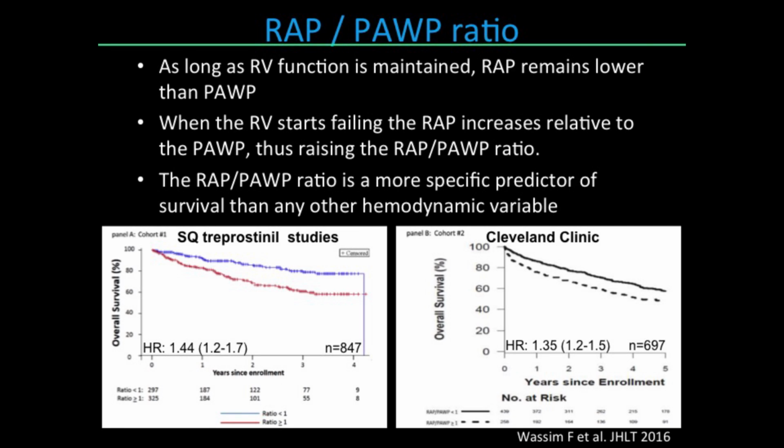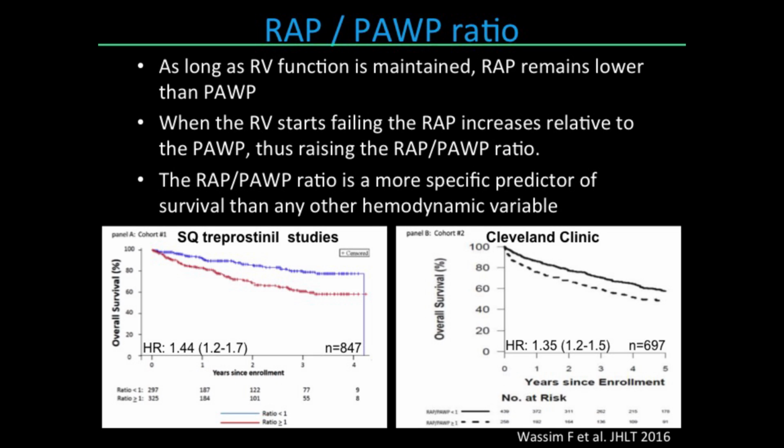And Wasim Fares was able to show that this ratio of the right atrial pressure over wedge may be a good index to predict survival, as you see here in the two graphs below. As the right ventricle starts failing, the right atrial pressure will increase and it will be higher compared to the wedge, which is a reflection of the left atrium. So that ratio would be a predictor of poor RV function and survival.